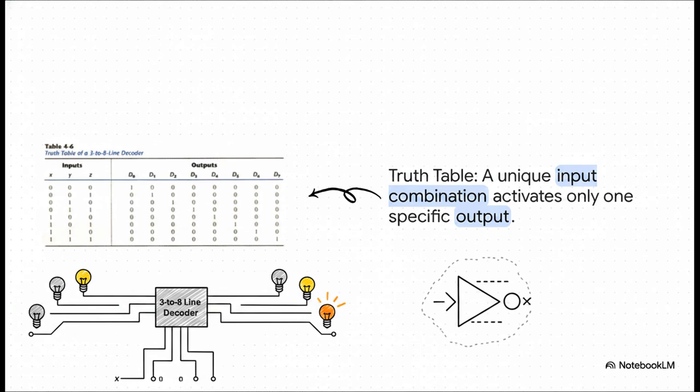Now, this table shows every possible input and what output it creates. For instance, if the binary input on our lines X, Y, and Z is 0, 1, 0, you can follow the line across and see that only one output, D2, becomes active.